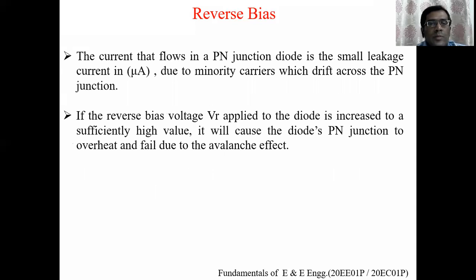The current that flows in the PN junction diode is a small leakage current, in microamperes, due to the minority carriers which drift across the PN junction. If the reverse bias voltage VR applied to the diode is increased to a sufficiently high value, it will cause the diode's PN junction to overheat and fail due to the avalanche effect.